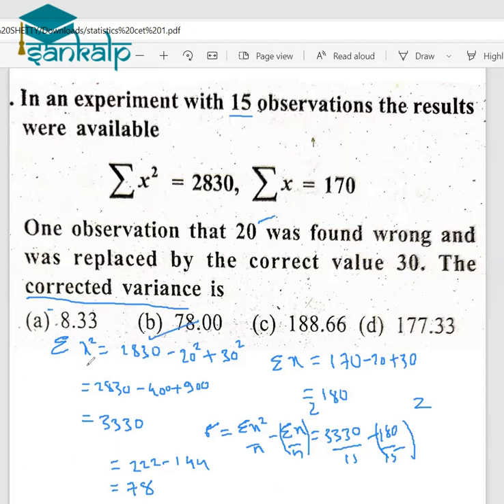So first what we have done is we have corrected sigma x square, then we have corrected sigma x, and then made use of the formula for variance. Sigma square is equal to sigma x square upon n minus sigma x upon n whole square. Substitute the value of corrected sigma x square and corrected sigma x, and simplify. The final answer will be 78. So the corrected variance will be equal to 78.